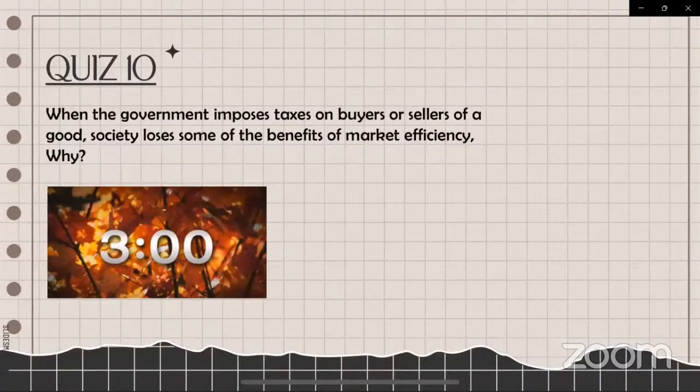So the question of the 10th quiz, the last quiz, is: when the government imposes a tax on buyers or sellers of a good, society loses some of the benefits of market efficiency. Why? Same as before, guys, you still have 3 minutes to answer it in the chat box. Starting from 3, 2, 1. Good luck!